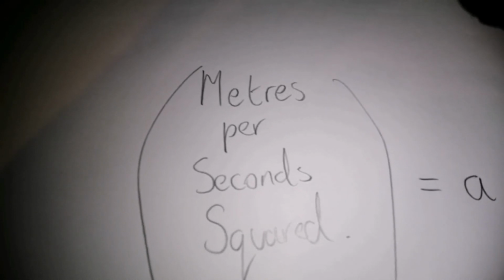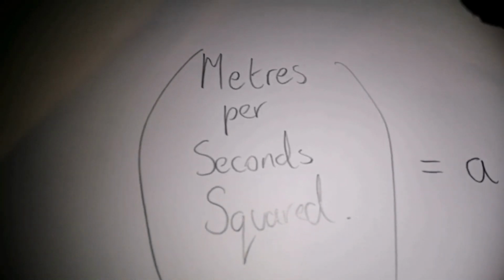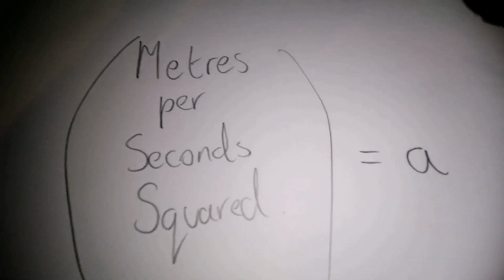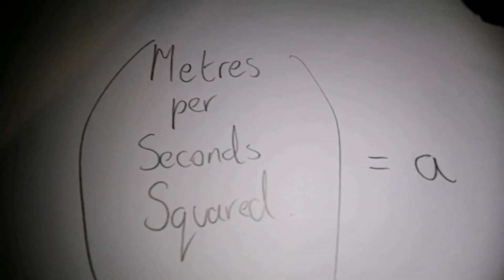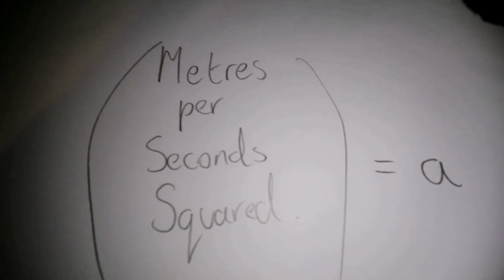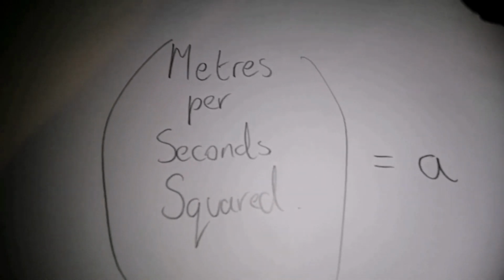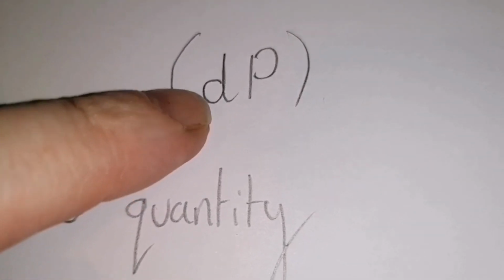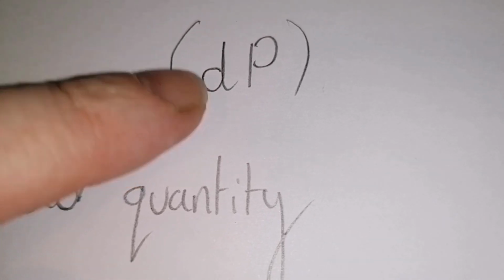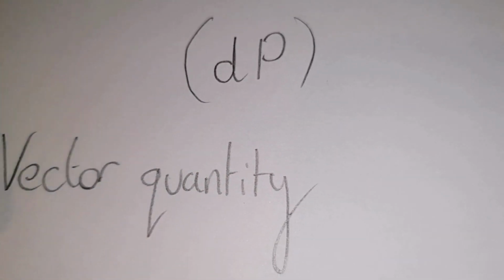Right, I thought I'd have a go at this meters per second squared thing, which is basically a unit of acceleration, and try and explain where it comes from. So first, we're going to start with change in position. We're moving in one direction, so it's a vector quantity.